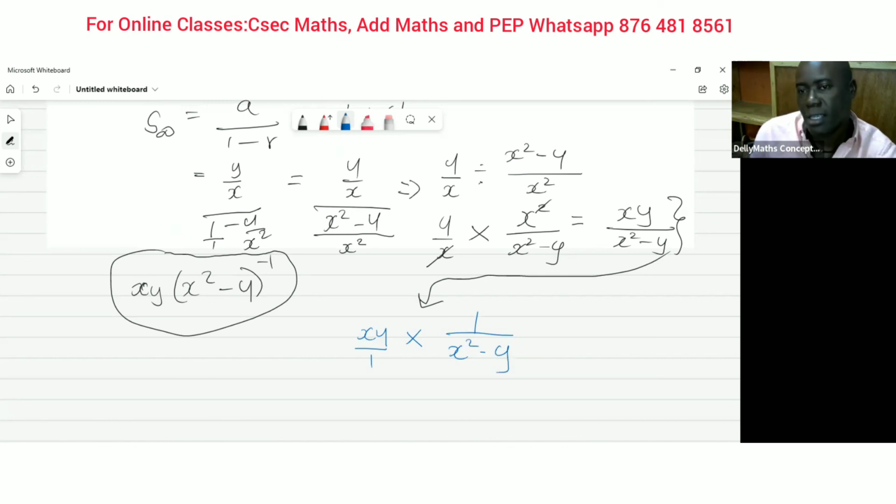That's what this is, if I pull it apart. So technically, as you could see, this is xy out front, and it's left with x squared minus y, but to the power of -1. The reason I'm putting it to the -1 is because 1 over anything means the inverse. So this is the inverse of it. Hence, we have proven that. We have just proven that.